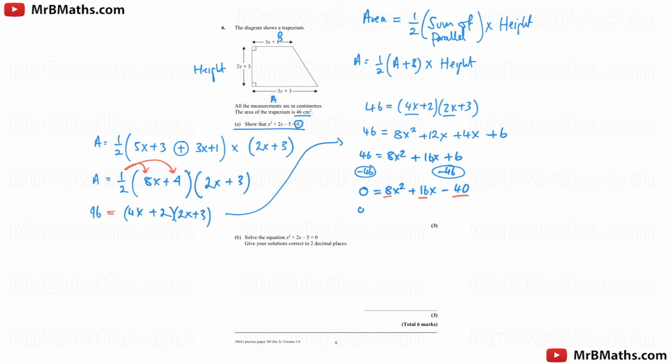So I'm going to have 0 equals 8 will go into 8 once, so 1x squared. 8 will go into 16 twice, so I'm going to have 2x, and 8 will go into minus 40 minus 5 times. And if we look at this versus this up here, you'll notice that they're exactly the same, because I can just do this.